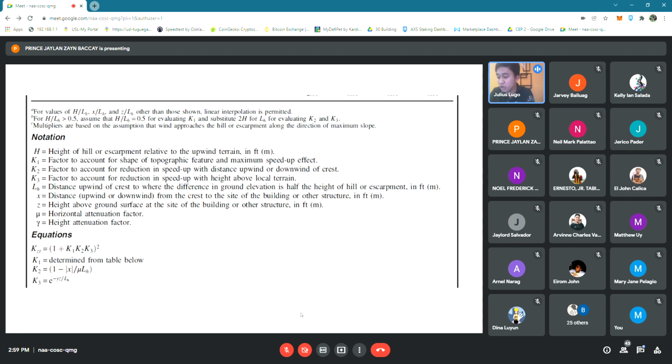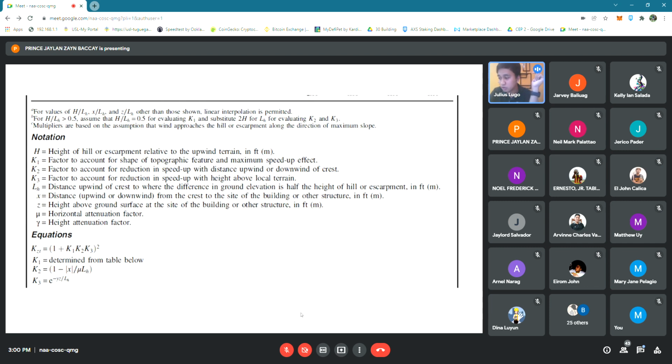We have parameters for speed up over hills and escarpments naman sa next slide. Okay, so those are the topographic factors, guys, K1, K2, K3. Next, meron tayong computation for the topographic factor actually. Now, after natin malaman yung values ng K1, K2, and K3, yung topographic factor natin, KZT, yun na yung magiging final value natin. So, what's the formula? Under there, sa equation, that's 1 plus K1, K2, K3. Square mo yung sum nila. That'll be your topographic factor.